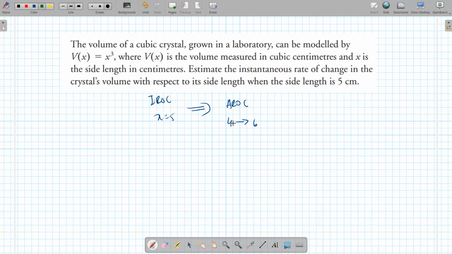So here what you do is you do f of 6 minus f of 4 all over 6 minus 4. 6 cubed is 216. 4 cubed is 64. Divided by 2. Okay, so it's 216 minus 64 divided by 2. The answer is 76. What would be the units here?